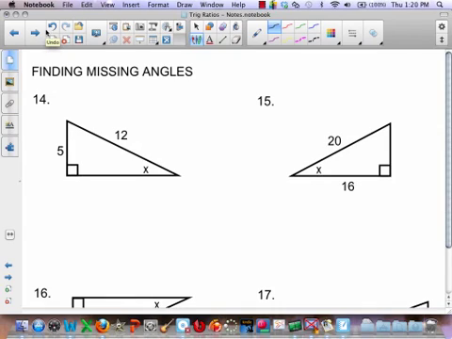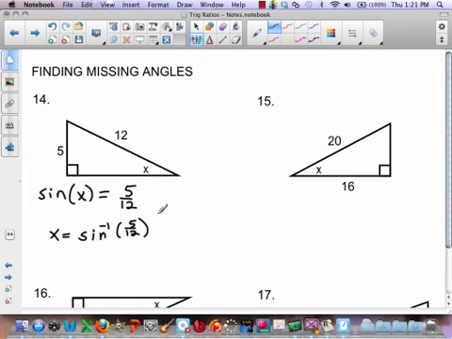Then look at example 14. What do I have? Okay, tell me how I would set up a trig function and solve the problem. Sine of x equals 5/12. How do I solve for my angle? Not times it. You take the inverse sine. So x is the inverse sine of 5/12. And that's what you put in the calculator. You'll get your answer.